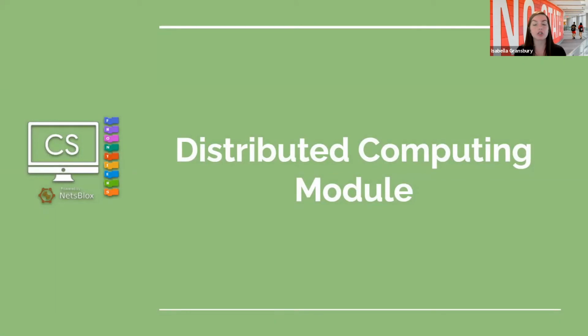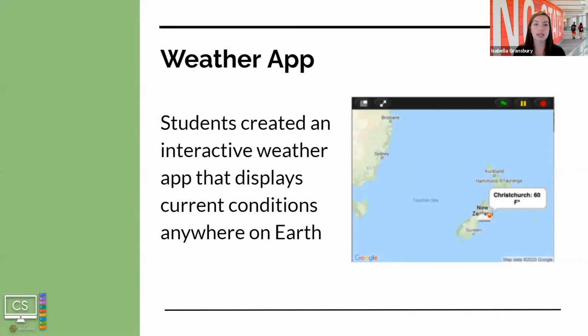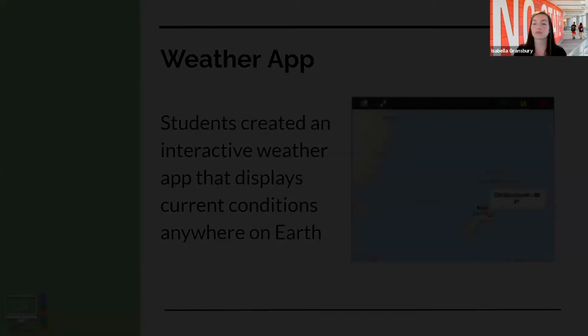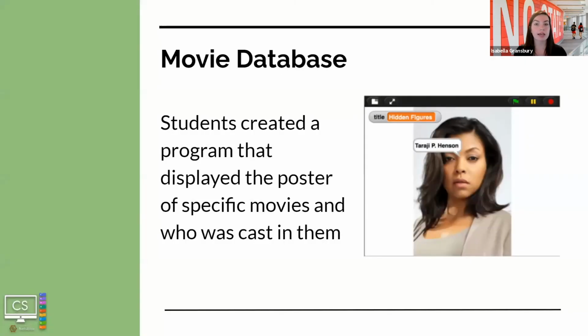Next is the distributed computing module. One of the first things they created was a weather app. It was an interactive weather app that displayed current conditions of any location anywhere on Earth. They also were able to use a movie database to create a program that displayed the poster of specific types of movies based on queries and who was cast in them.